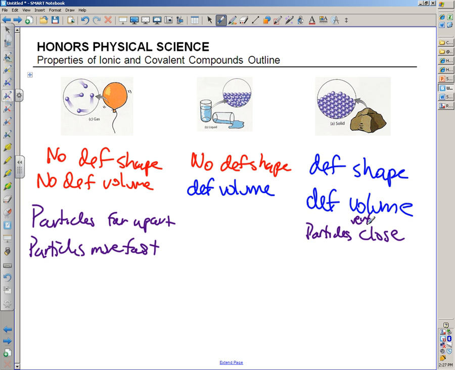All right. So as far as their movement goes, they vibrate. Okay. And then we can sort of make that comparison to liquids as well. How close together are liquid particles going to be? Close, but not real close. How much are they allowed to move?